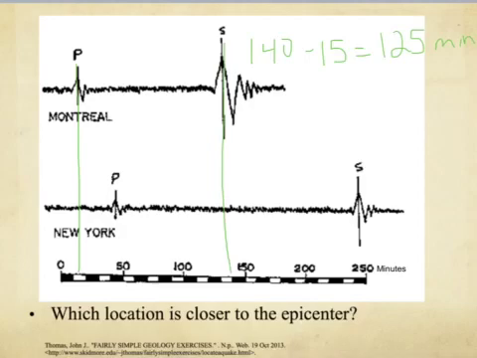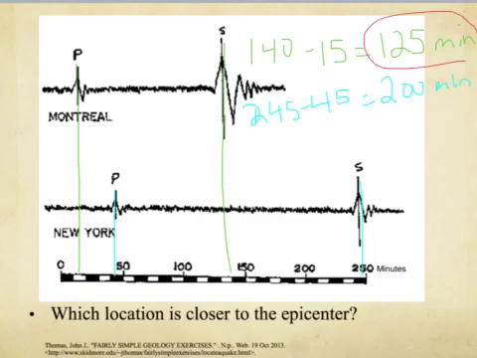Now let's look at New York. P wave is about 45 minutes. The S wave is about 245 minutes. Subtract those two, you get 200 minutes. So the correct answer is Montreal because it has a lower SP lag time.